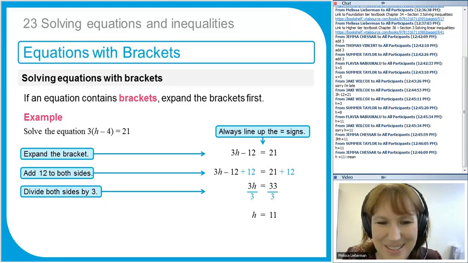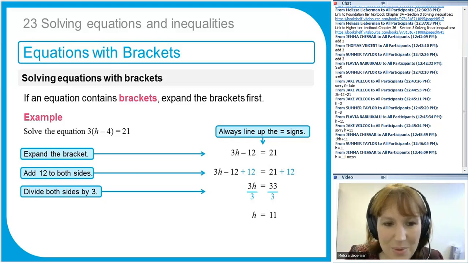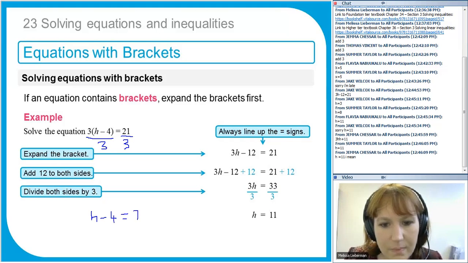Okay, h equals 11. Let's take a look at what would have happened if we'd done it the other way. If we divided both sides by 3 in the first step, then I would have had this divide by 3 and this divide by 3, which would have given me h minus 4, which is equal to 7. Often in algebra, there's more than one way of getting the same answer. And then add 4 to both sides, h equals 11. So if I'd done it that way, I would have got the same answer in fewer steps, and I wouldn't have had to multiply that bracket.